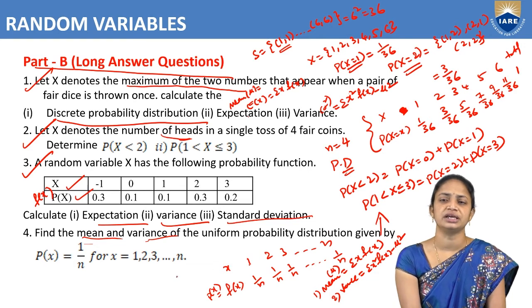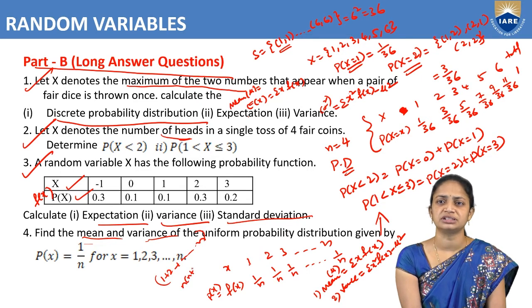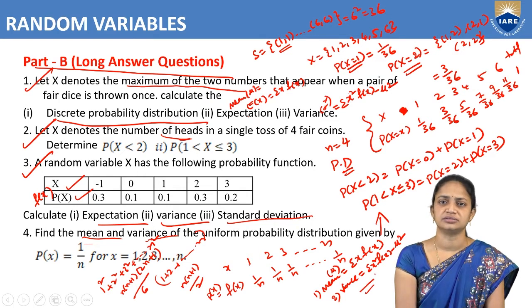Okay, so we know that 1 plus 2 plus 3 and so on up to n is nothing but n into n plus 1 by 2. We have to use this formula here, and also 1 square plus 2 square plus 3 square plus, and so on, n square is nothing but n into n plus 1 into 2n plus 1 divided by 6. You can substitute these values here and we'll get the answer. Uniform distribution means everywhere we'll get 1 by n only.